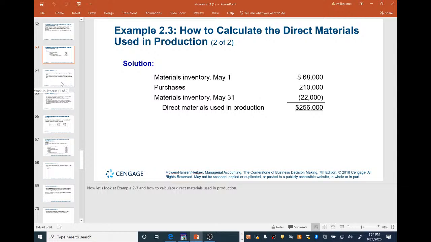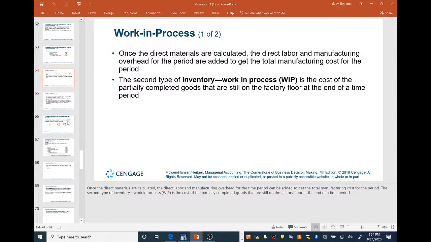Remember, the beginning amount plus what you purchased, back out what's ending at the end, and that'll give you the in between, what we need. So work in process. Once the direct materials are calculated, the direct labor and manufacturing overhead for the period are added to get the total manufacturing cost for the period.